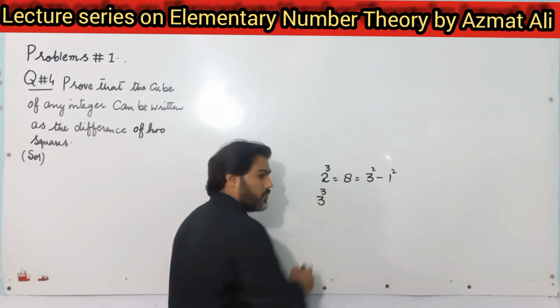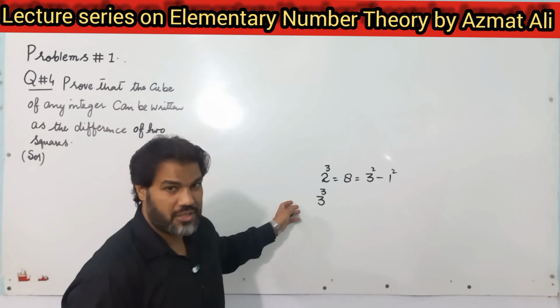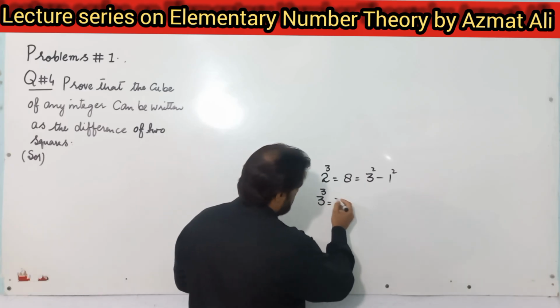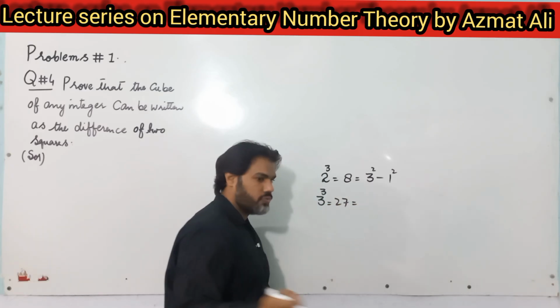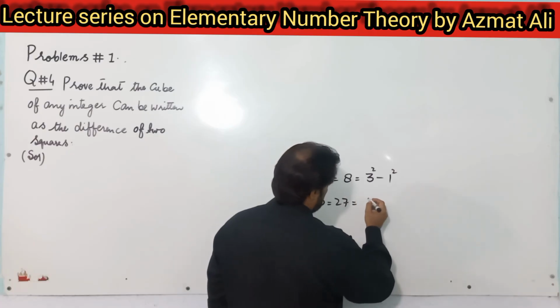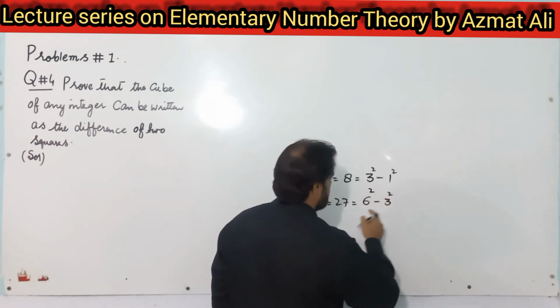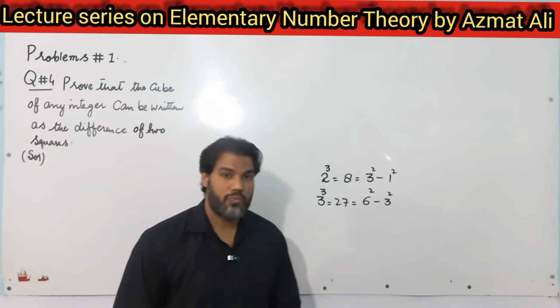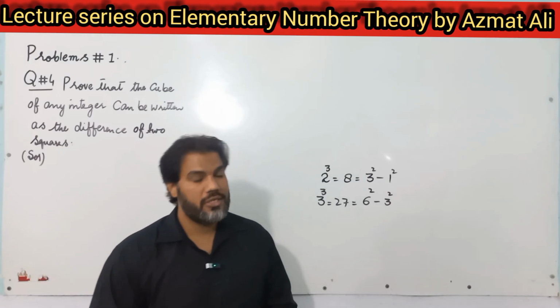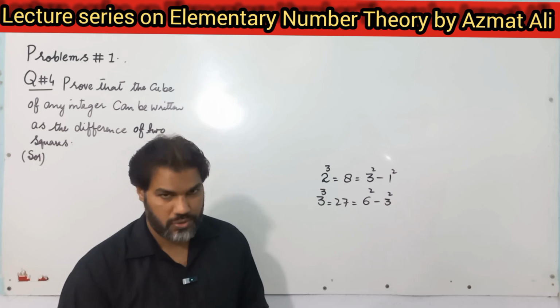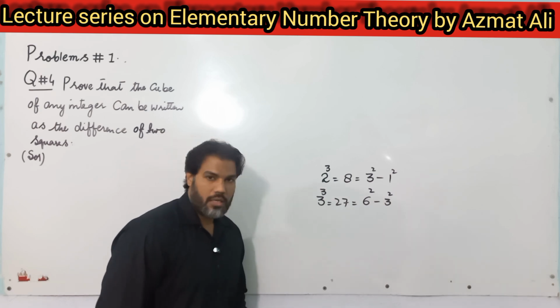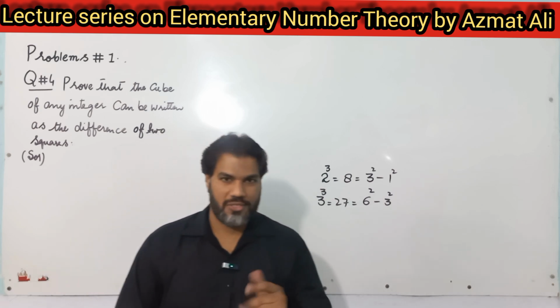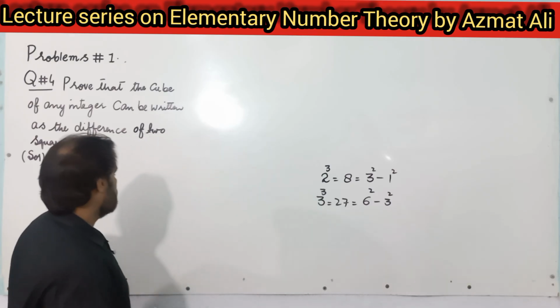If we consider the cube of 3, that is 27, this can be written as the difference of two squares, 6 square minus 3 square, 36 minus 9. So in this question, we have to prove the cube of any integer is actually the difference of two squares. I will solve this question by two methods. Method number 1.